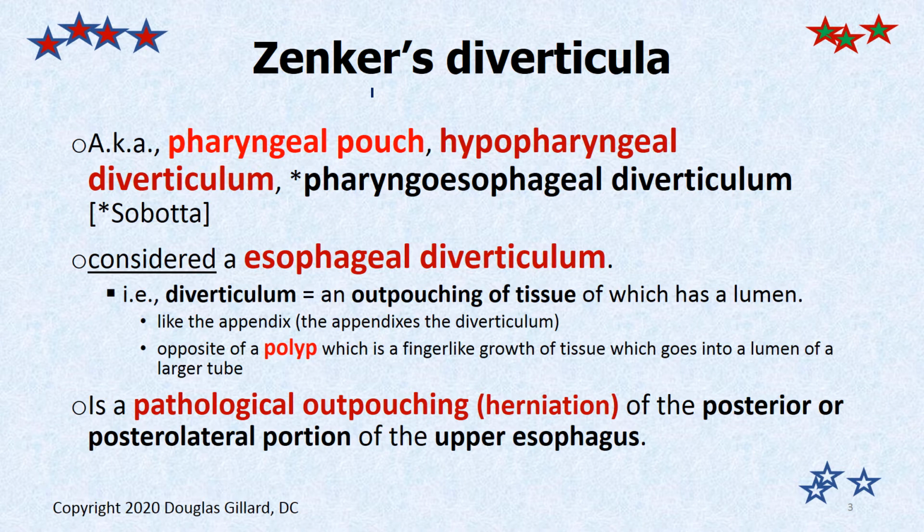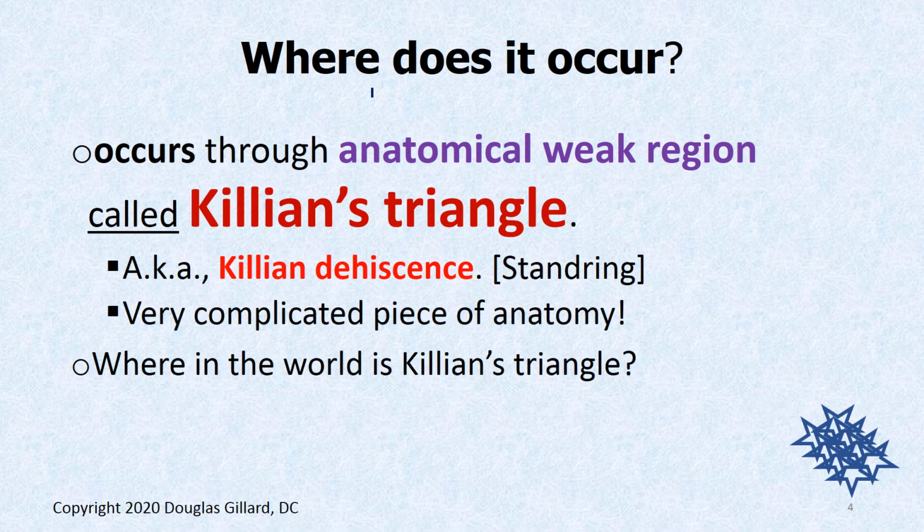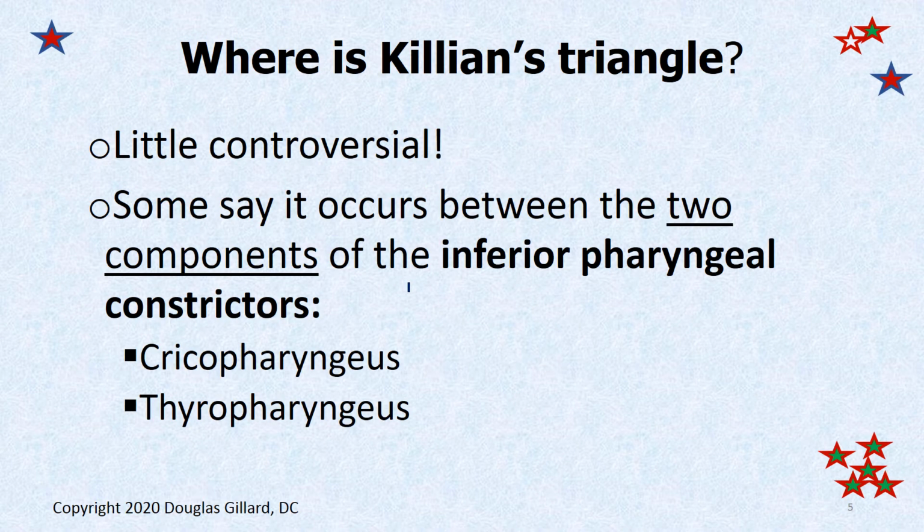And yeah, it's a pathological herniation or outpouching of the posterior lateral part of the upper esophagus. Specifically, it occurs in a very controversial area, kind of like the area of anatomy around the umbilicus. Same kind of deal here. In an area called Killian's triangle, which is a terrible word because it's not a triangle, it's a dehiscence. But it's the meeting of 2 embryological muscle layers, as we'll see. So very complicated piece of anatomy.